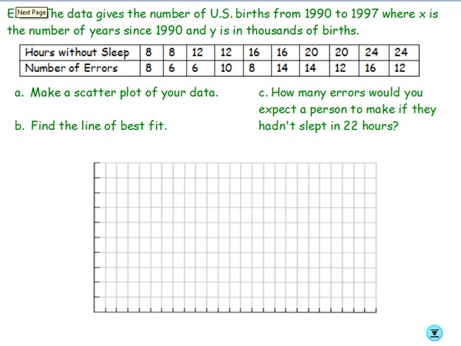This data gives the number of U.S. births from 1990 to 1997. Now, there's something a little different here. It throws in where X is the number of years since 1990. And Y is in thousands of births.